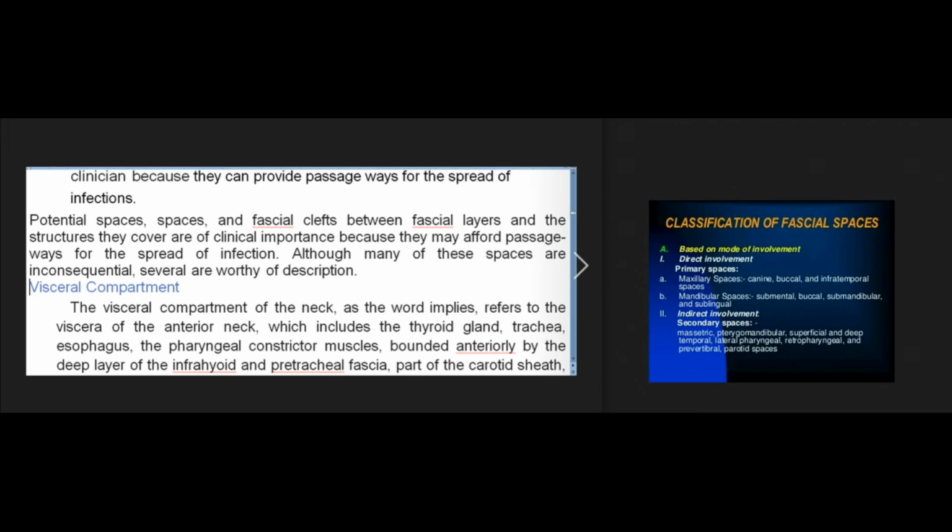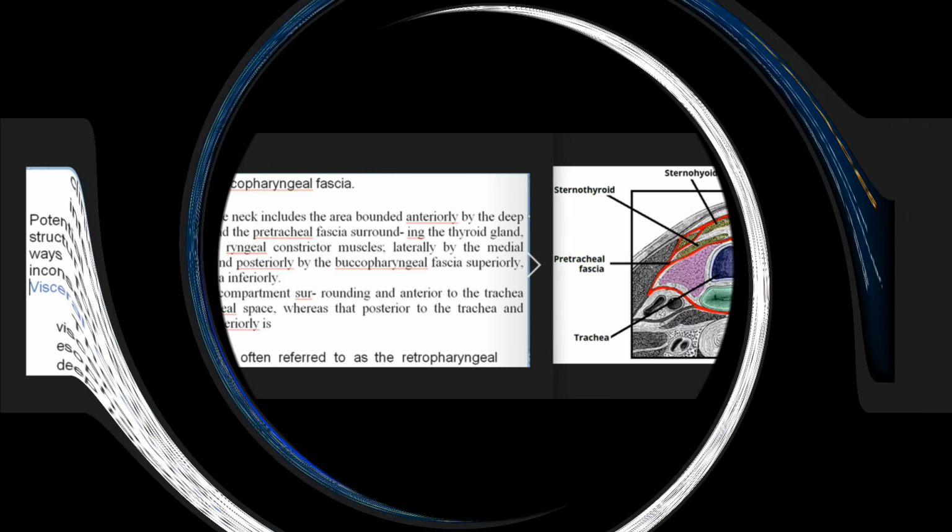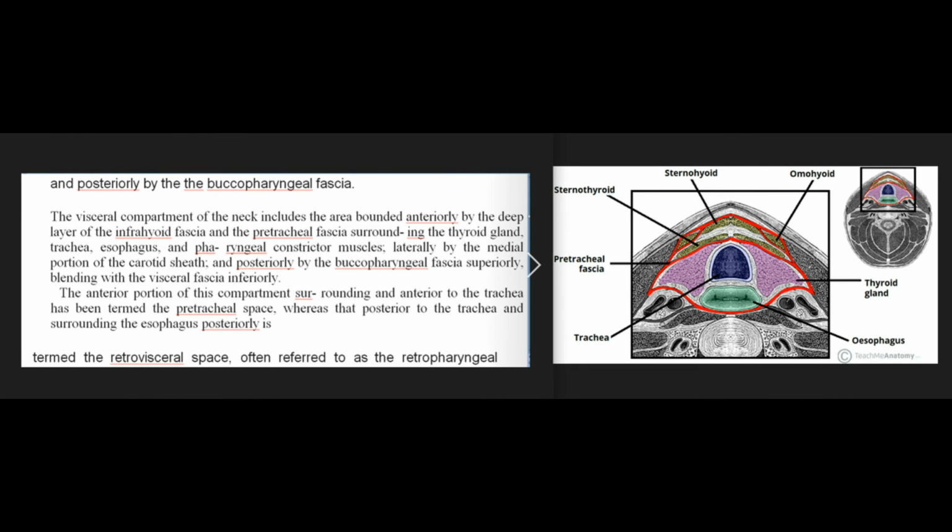Visceral compartment. The visceral compartment of the neck, as the word implies, refers to the viscera of the anterior neck, which includes the thyroid gland, trachea, esophagus, and the pharyngeal constrictor muscles, bounded anteriorly by the deep layer of the infrahyoid and pretracheal fascia, part of the carotid sheath, and posteriorly by the buccopharyngeal fascia.